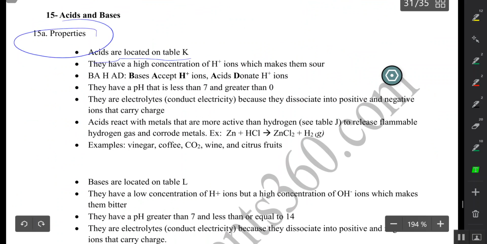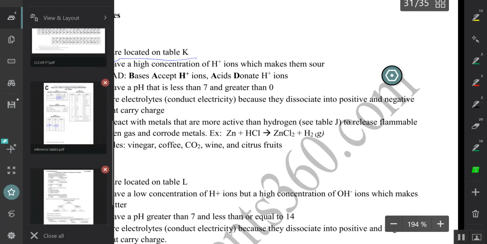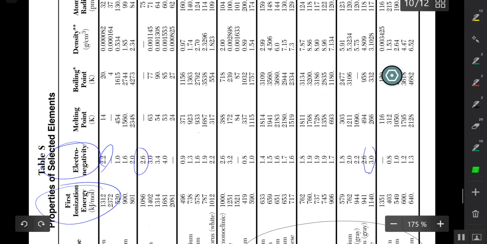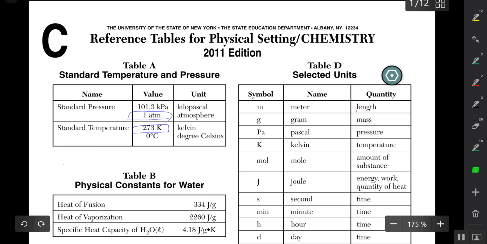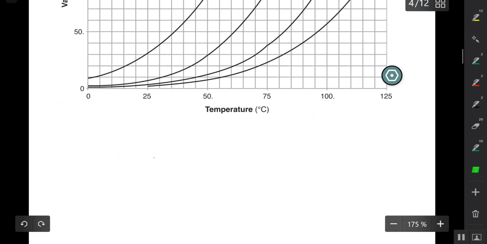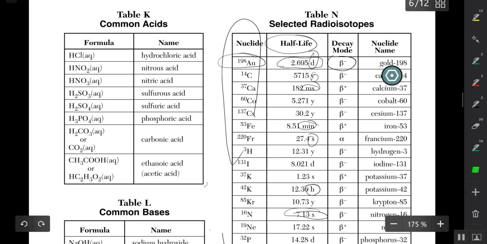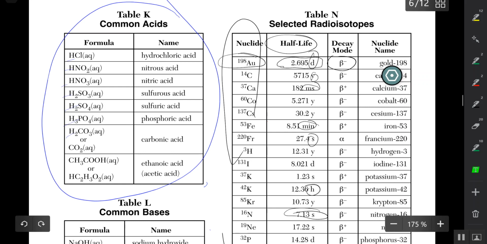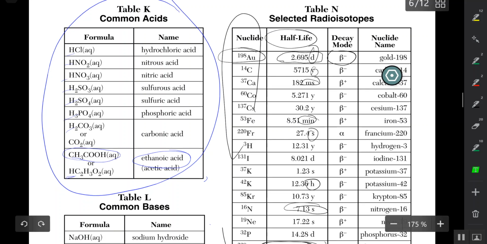Acids are all going to come from Table K. Here's Table K to show you what the acids are. Notice all of the acids start with an H. They all begin with H's. Even ethanoic acid actually begins with an H. Sometimes it's written like this. Don't get tricked by that. It's still an acid. It's an organic acid.